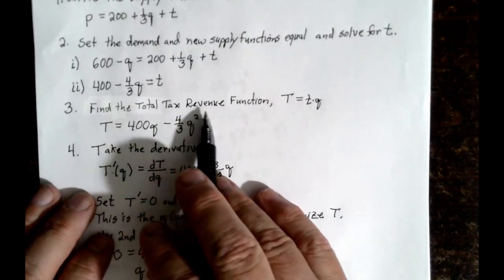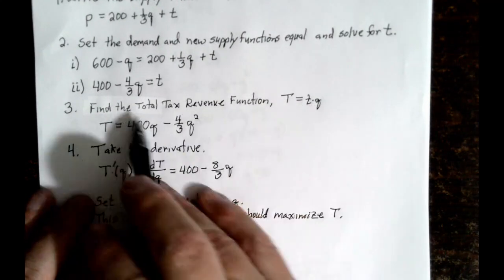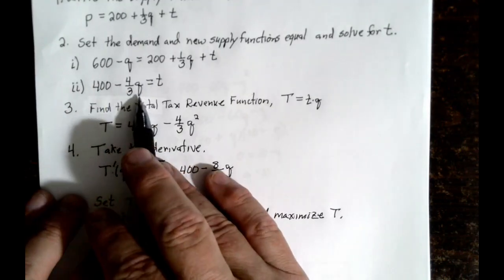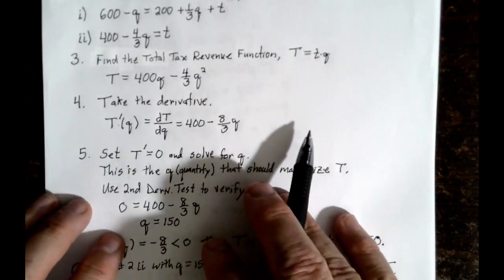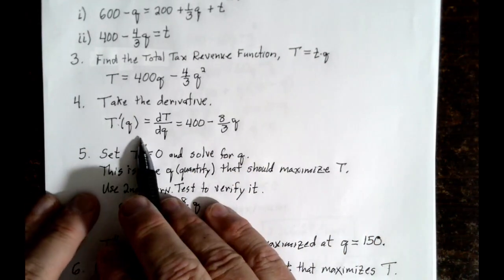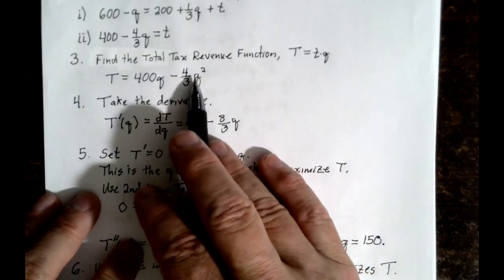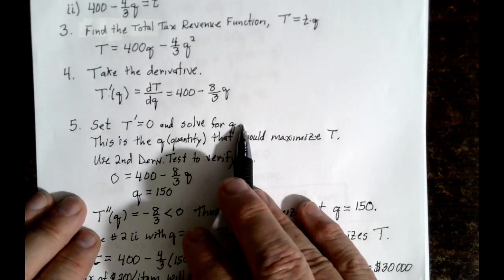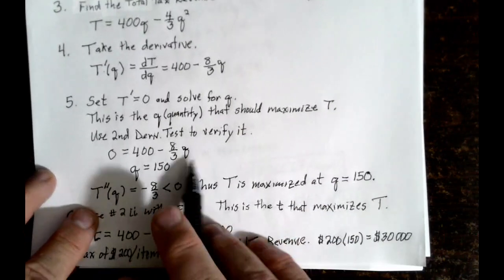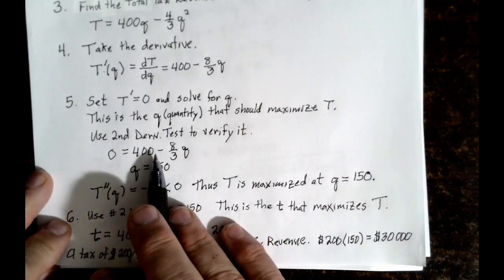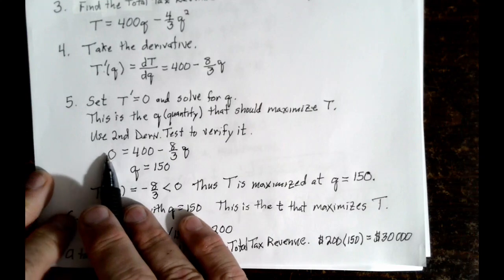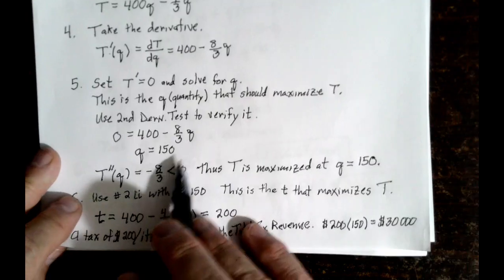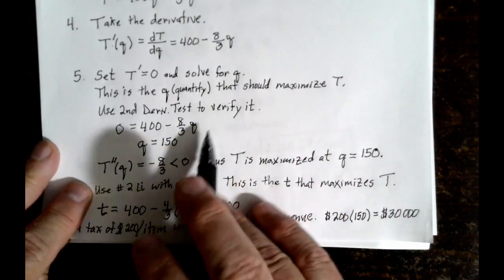You bring everything over to one side except for T, and you got this guy. Now, what is your total tax revenue function? It's just T times Q. So you take everything here and multiply it times Q. So instead of 400, you got 400Q. Instead of 4/3 Q, you got 4/3 Q squared. So now you take the derivative with respect to Q, and you get 400, and you get 8/3 Q. You set that equal to 0, and solve it for Q. So 0 equals 400 minus 8/3 Q. If you add 8/3 Q to both sides and multiply by 3/8, you end up getting Q equals 150. This is the quantity that should maximize your tax revenue.